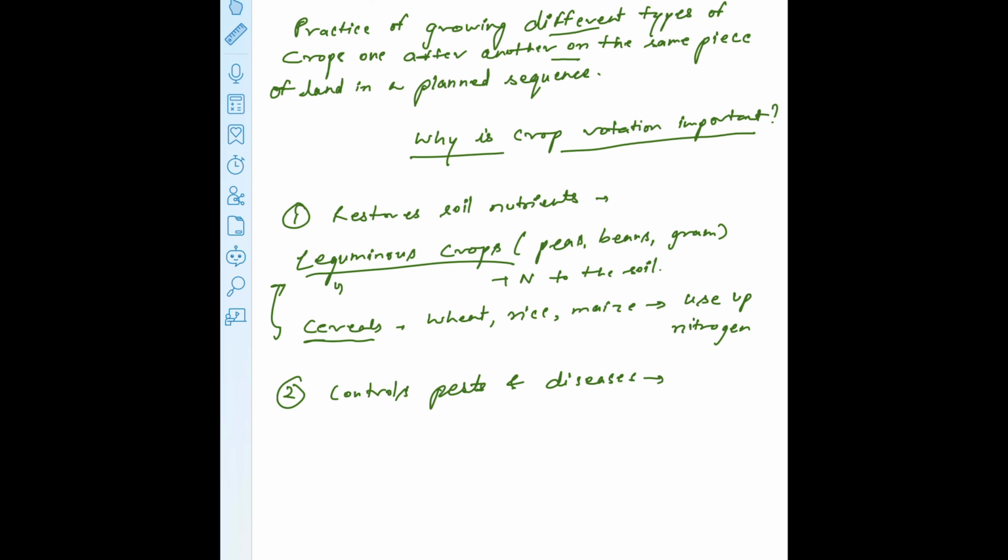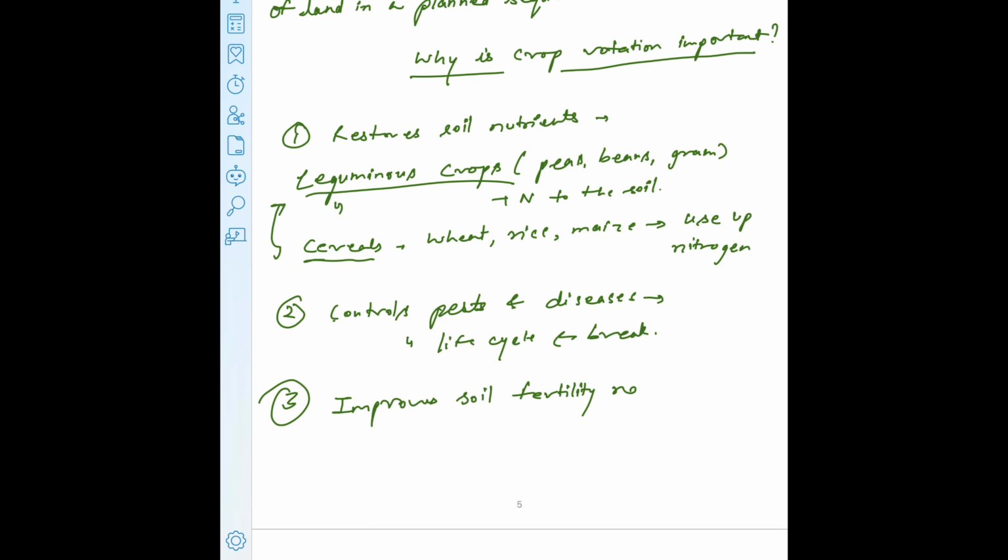If the same crop is grown continuously, pests and diseases increase because they become resistant to a crop. They know same type of crop is growing year by year. They become habitual to it, so they multiply in it. But if we change crops, it breaks their life cycle. It improves soil fertility naturally.